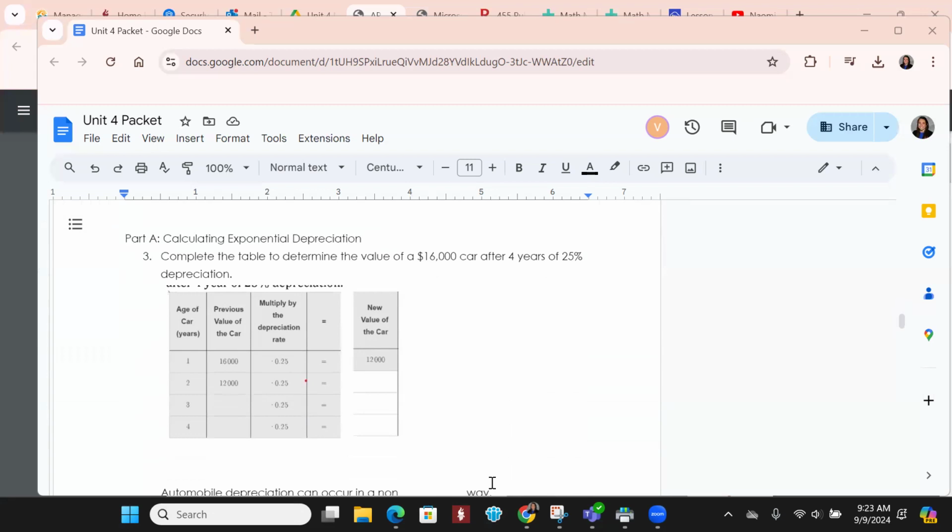All right, go ahead and flip the page. We're going to complete the table to determine the value of a $16,000 car after 4 years of 25% depreciation. Okay. So really quick, we've got a $16,000 car. We're going to multiply by the depreciation rate. They told us 25%, right? So if we just take 16,000 and multiply by 0.25, we get 12,000. If we take 12,000 and multiply it by 0.25, how much do we get?